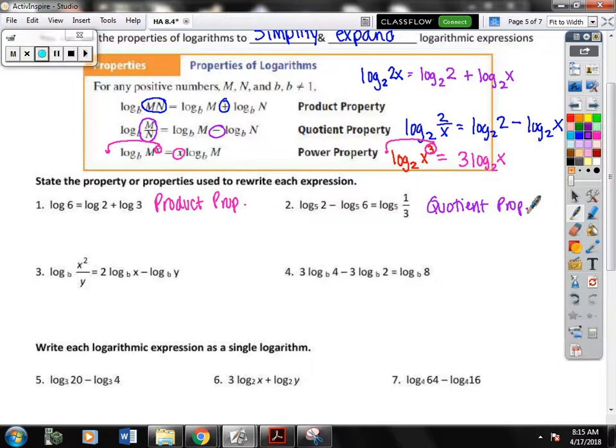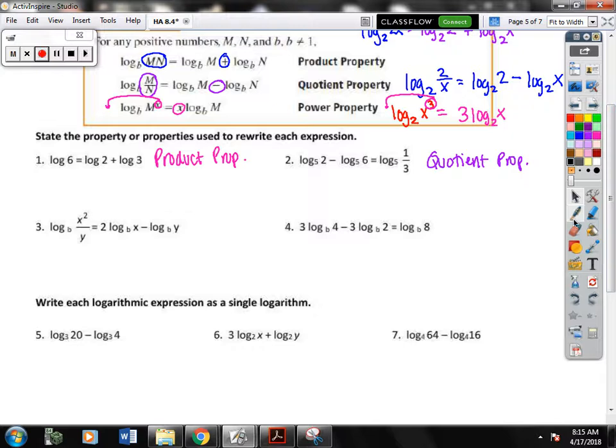All right, now the next one, we're going to have more than one property showing up at a time. So we have an exponent, which is telling me I'm probably going to have the power property. I also have a quotient, which will mean I have the quotient property. So let's see if that has been done correctly. The 2 has come out front, so that would be my power property. And the division has been split into subtraction of 2 logarithms, so that would be my quotient. So 2 properties at once. You could have all 3 technically as well.